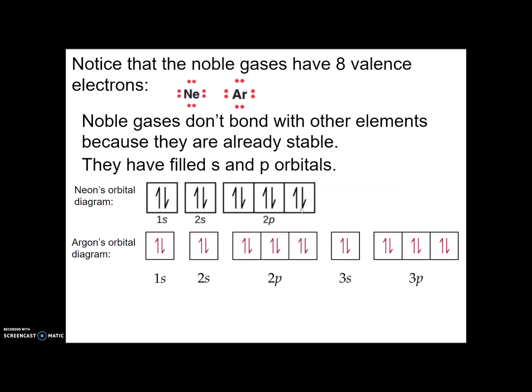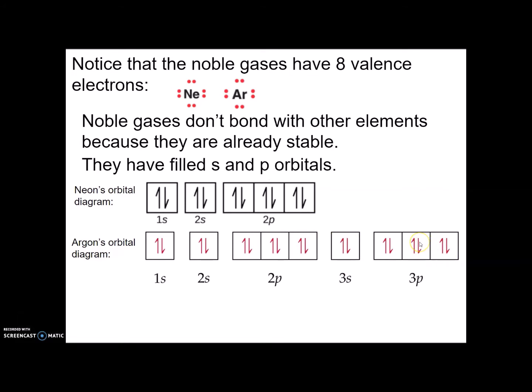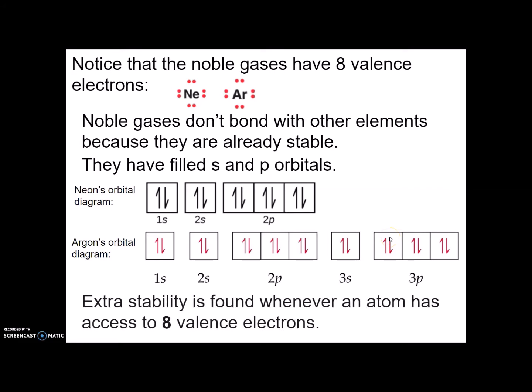Argon has an orbital diagram like this when it's neutral. Notice that the s and the p orbitals of its outer principal energy level, in this case the third principal energy level, are full. That means they are super stable. They have filled principal energy levels. And as we've noted over the centuries of observing chemicals and how they react, extra stability is found whenever an atom has access to 8 valence electrons.